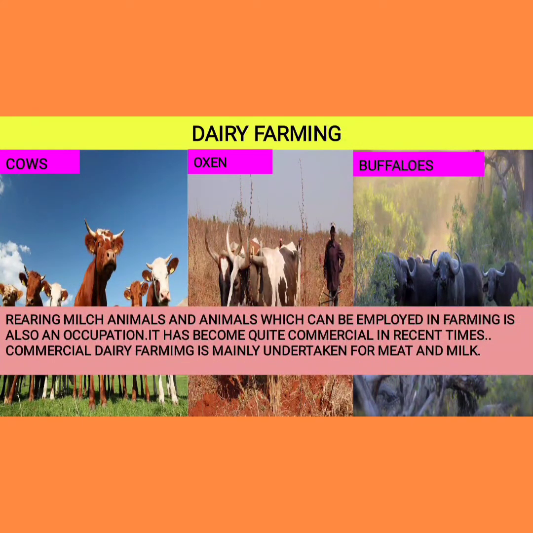It has become quite commercial in recent times. Now what is commercial? Commercial means from where you will get money. That is the reason it is called a commercial occupation. So dairy farming has become a commercial occupation in recent times. Commercial dairy farming is mainly undertaken for meat and milk. Now why is there dairy farming commercially? Because you will get meat and you will get milk. So because it is on a large scale, it is done commercially. You will get ample money out of it. So this is called dairy farming. Milk and milk products are also available.